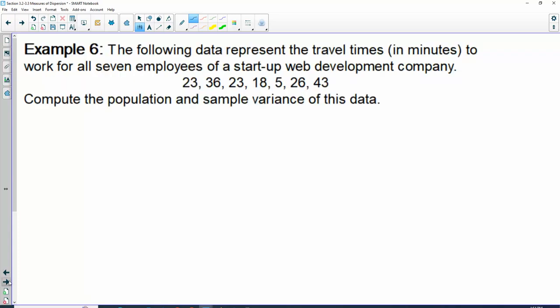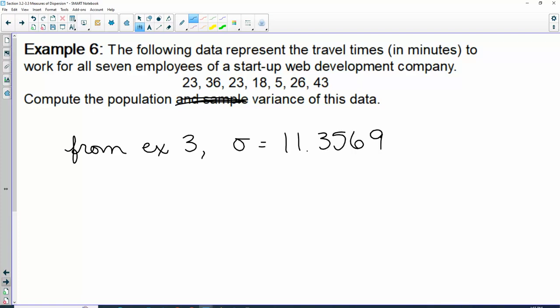So if I asked you to find the variance, let's just do the population variance. So from, which example did we do that on? From example 3. 1, 1.3, 5, 6, 9. Okay. So we found that standard deviation. So variance, we just square it.